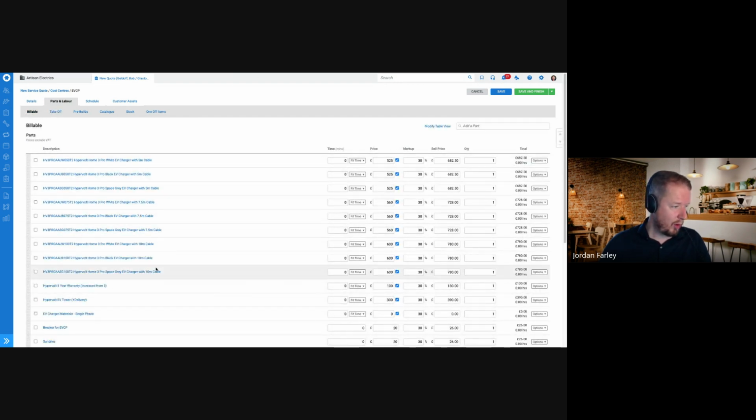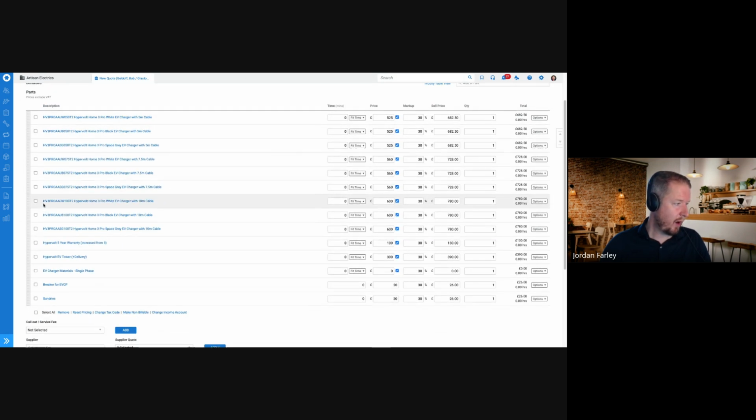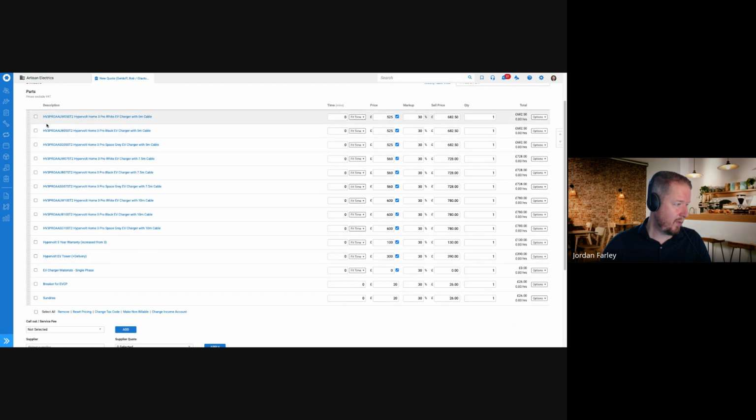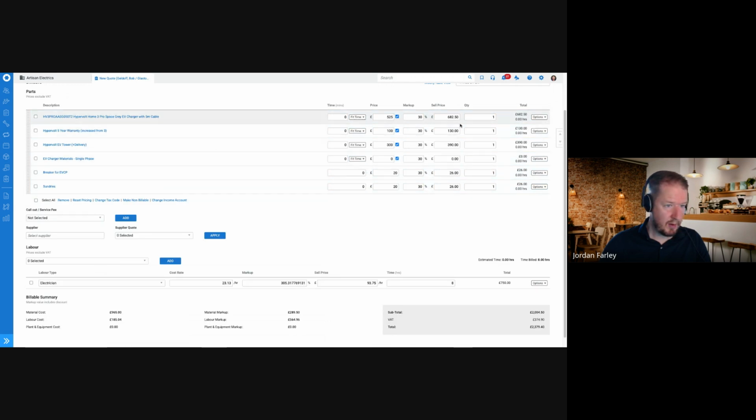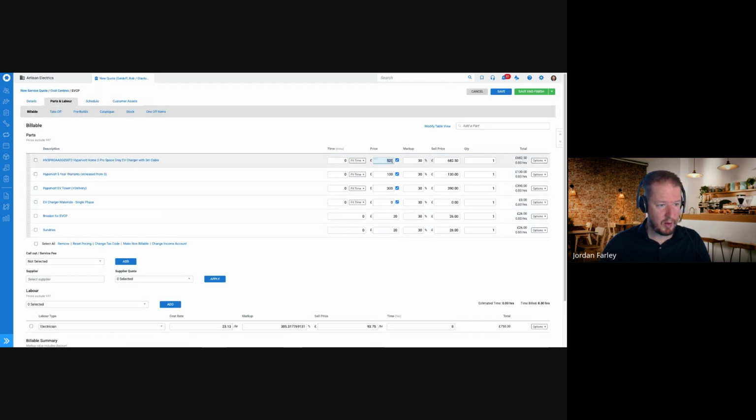And then I've got all the different variations, the Hypervolt, the 5 meter, 7.5 meter, 10 meter cable with the different colors. So I can just go, okay, he wants a 5 meter space gray. So I'll just get rid of all the other ones here. Remove that, boom. So I've got the 5 meter space gray. Now that's my cost price with a 30% markup. This is how much I sell it for. And then you can add bits like the 5-year warranty, the EV tower, stuff like that.